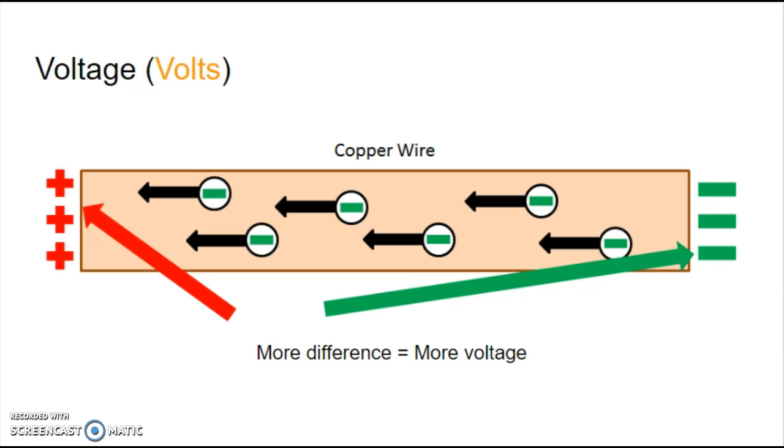If the difference in these charges on the ends is greater, so if we have a strong negative charge on one end and a strong positive charge on the other, these electrons are going to be pushed really rapidly with a lot of force to the other end. But if the difference is not that big, so if we don't have that many negatively charged ends on one side and not that many positively charged ends on the other, they're not going to be driven that much. So if we have a bigger difference, we're going to have more voltage.